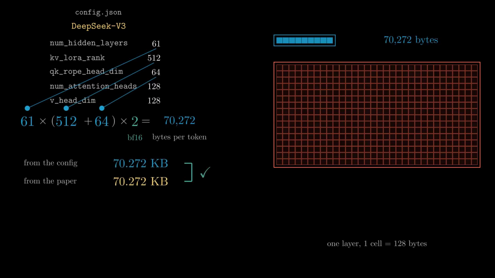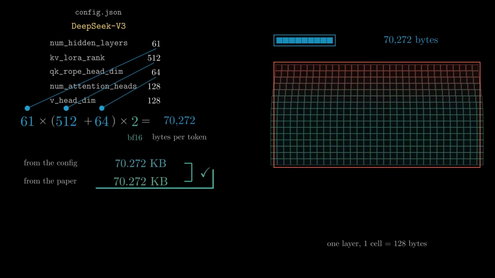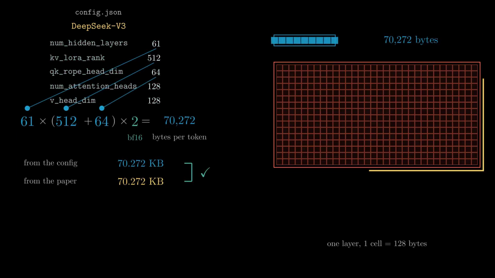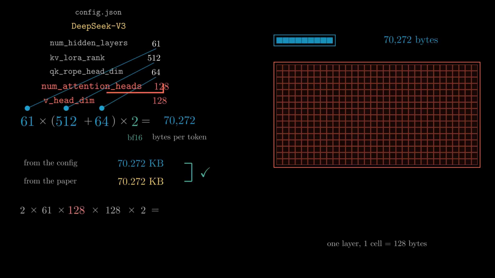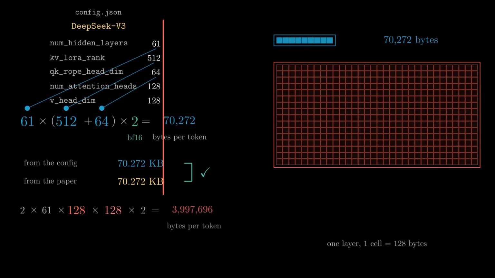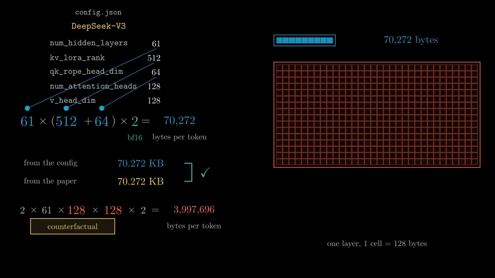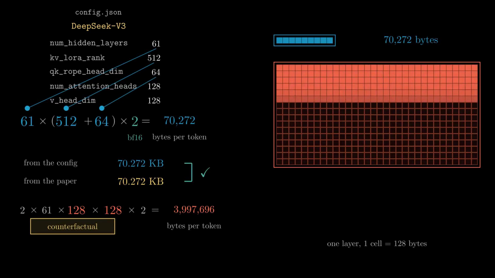And I derived that from their configuration file rather than lifting it out of the paper, and it agrees with the paper exactly, which is the nicest kind of agreement you can get. The number they published falls straight out of the architecture they published. So how much does that save us?